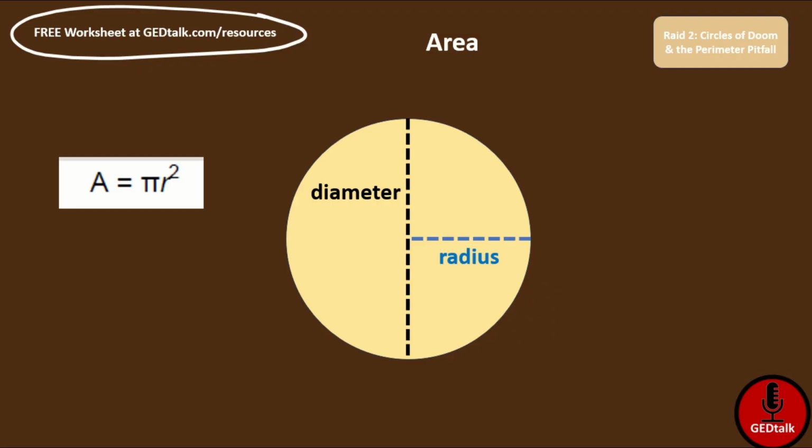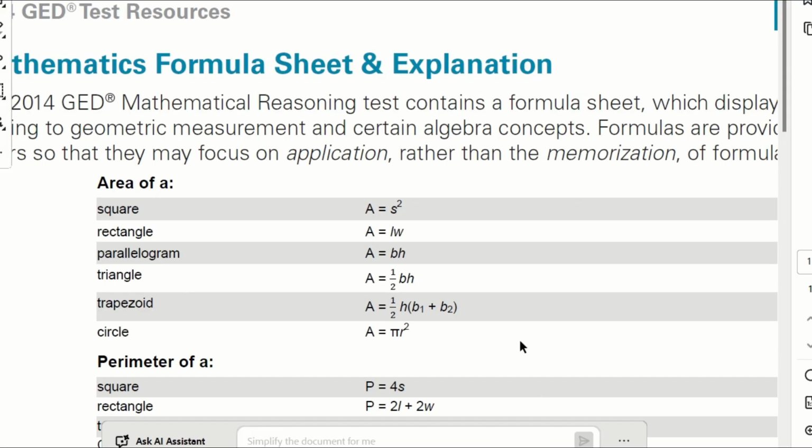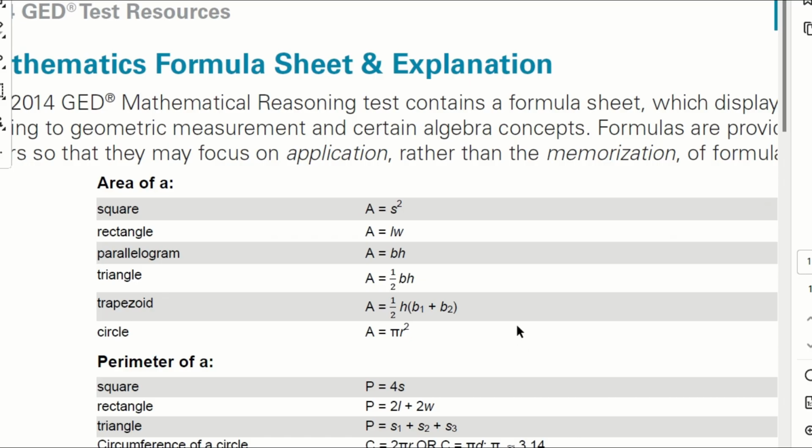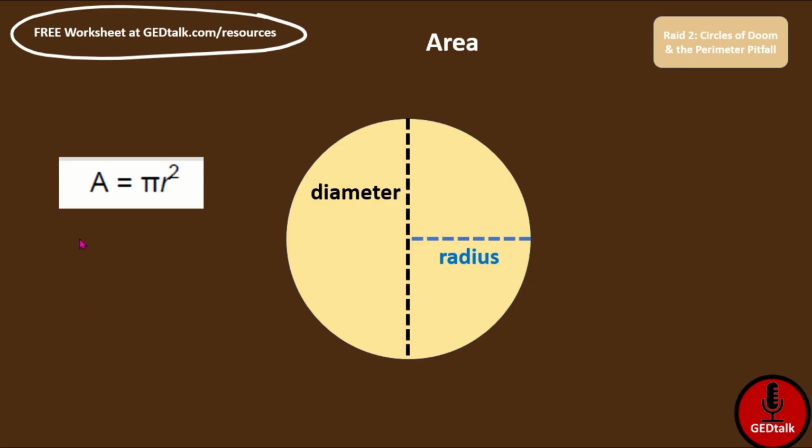Moving to finding the area of a circle. Well, folks, like the area of the other plane figures that we looked at, even the perimeter, when it comes to these formulas, you don't need to memorize them because it's going to be on the formula sheet that you will receive when you take the GED math exam. And so area of a circle is right down here where it says A equals pi times r squared. And that's what we have on the screen right now.